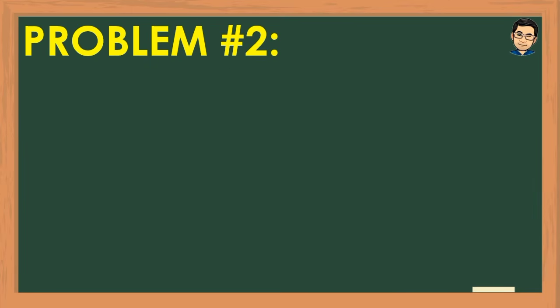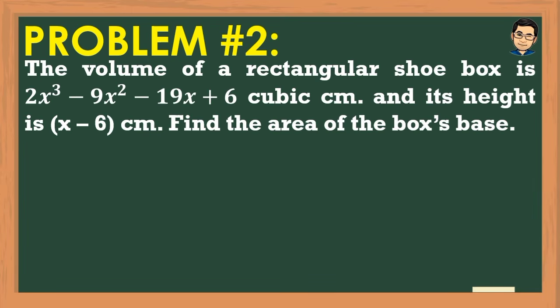So for problem number 2, the volume of a rectangular shoebox is 2x cubed minus 9x squared minus 19x plus 6 cubic centimeters, and its height is x minus 6 centimeters. Find the area of the box base. So as you can see, volume po yung ating topic. Okay, so yung volume natin given, so in terms of cubic centimeters, and then yung height.